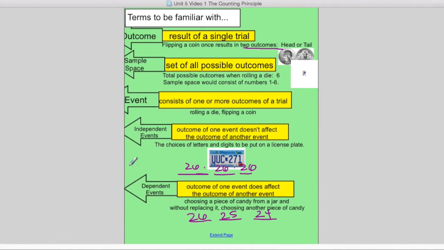So another example of independent: I pull a piece of candy from a candy jar, look at it, put it back, then I draw another piece. All the outcomes are still there. Here, though, I choose a piece of candy from a jar, and then I don't replace it, and then I choose another piece. There's less candy to choose from the second time, so that makes it dependent. What happened on the first one affects what happens on the next one.